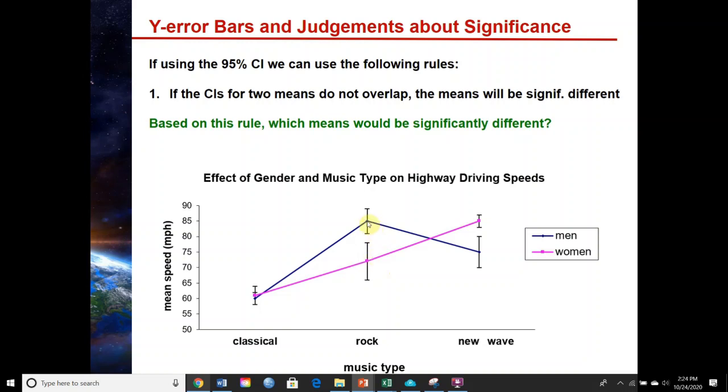And so we would conclude that the mean for men is going to be significantly higher than the mean for women. Notice I'm telling you which one is higher and lower. That's important, okay? So always tell people which one is higher, which one is lower. So the mean for men is going to be significantly higher than the mean for women. What about here? Again, these two means do not overlap. So we would say that the mean for women is going to be significantly higher than the mean for men. Now that's using this very, very simple rule.